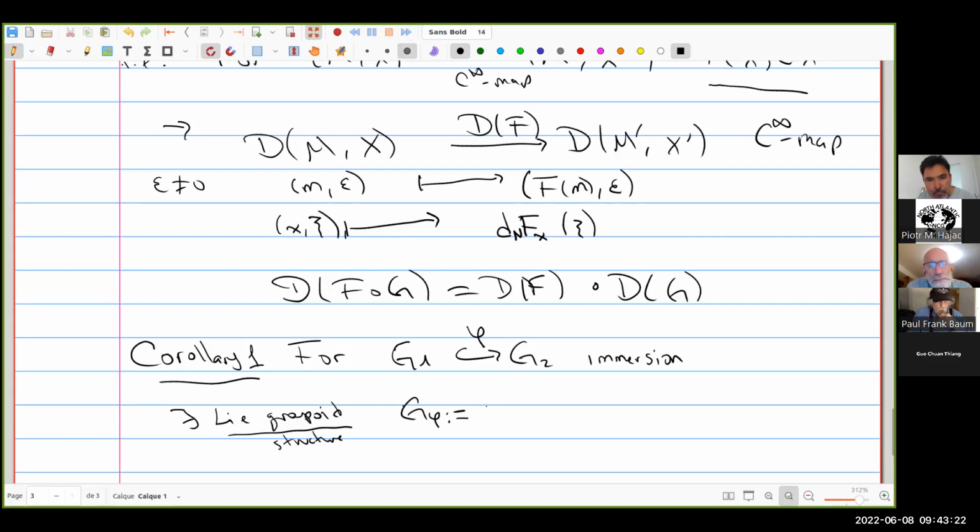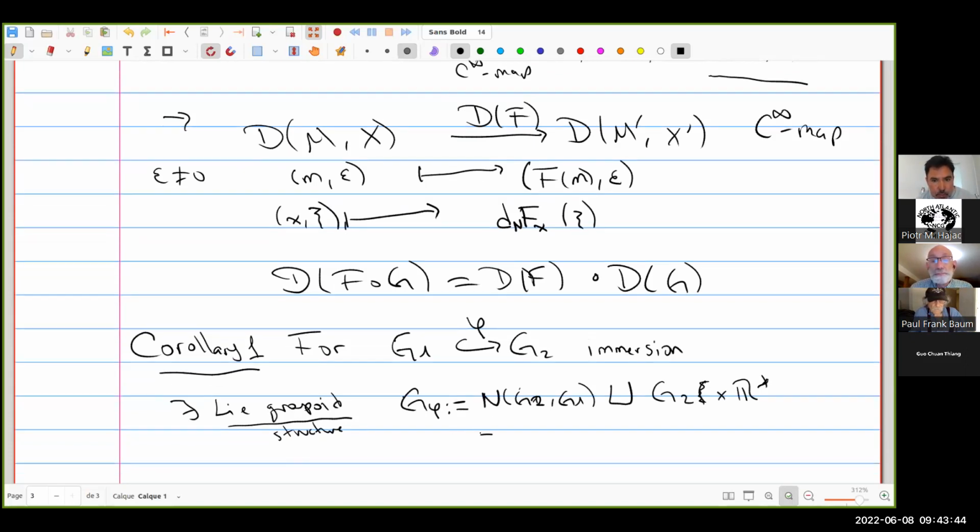As a set, this is in fact the normal bundle of G1 in G2, and so this is just the manifold, the deformation that can be applied to immersions. In fact, sorry, this is just R plus. There's a Lie groupoid structure over this. This notation means the units of the groupoid, so G2, 0, the units of G2.